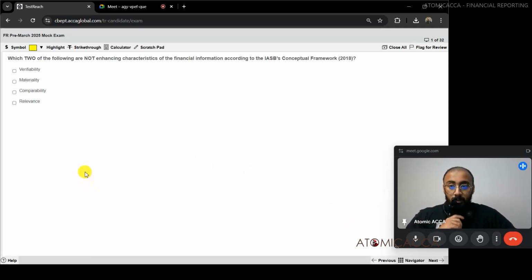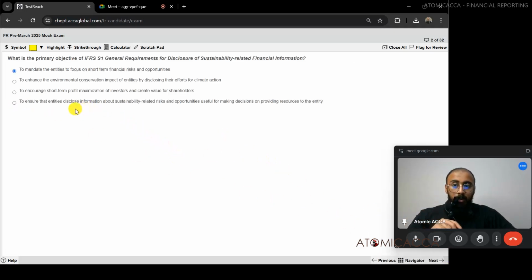Starting off with question number 1, which two of the following are not enhancing characteristics of financial information according to IASB's conceptual framework? Enhancing characteristics, we know that we have a mnemonic over here called VCUT: verifiable, comparable, understandable, timeliness. Now they're asking which is not an enhancing characteristic. Verifiable is an enhancing characteristic, so that is out. Materiality is not an enhancing characteristic, so that's one option. Comparable is an enhancing characteristic, so that's not an option. Fourth one is relevance. So these two will be the options.